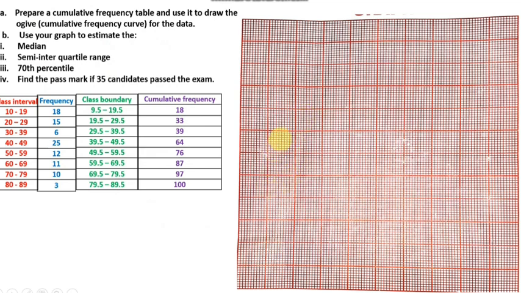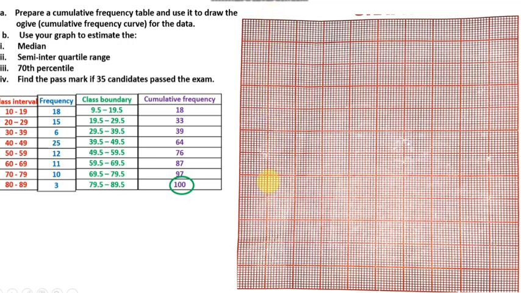The first thing we have to do is to use the cumulative frequency and plot it on the vertical axis this way. You see the highest value is 100, so we're going to divide this into 100 parts. If I start from 0, then I have 10, 20, 30, 40, 50, 60, 70, 80, 90, 100. That's going to be enough for us.